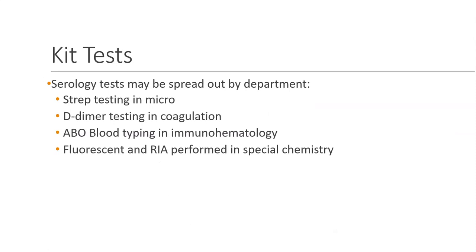The serological kit test may be spread out by department. For example, the strep testing is done in microbiology. D-dimer, which is a type of coagulation test, is done in the coagulation department. ABO blood typing is done in immunohematology. Fluorescent and RIA procedures are performed in special chemistry. So this is why we don't have a specific rotation for serology, because they're not done in just one department. They're done in a variety of different departments.